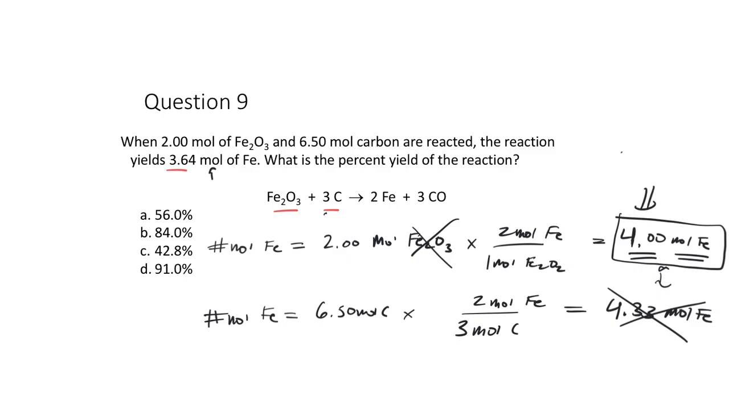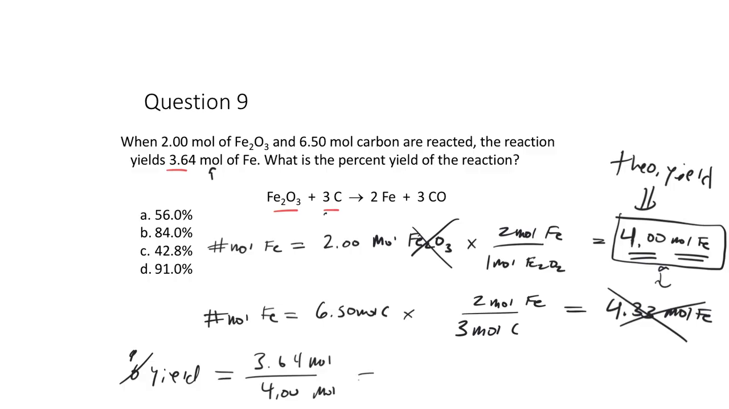So this value here is my theoretical yield. I sometimes call this the maximum possible yield, but our percent yield anyways would be the actual yield over the maximum possible that the stoichiometry would have allowed for, 4.00 moles, so that's going to be probably about 91%.